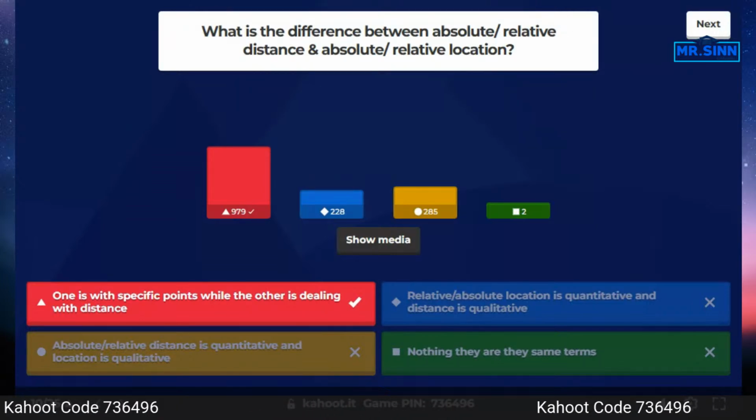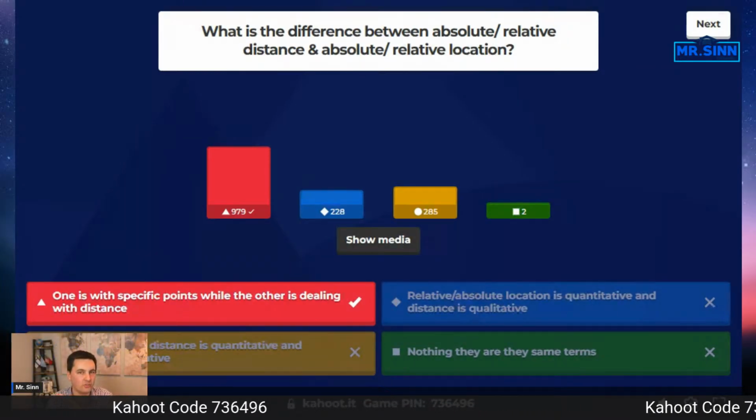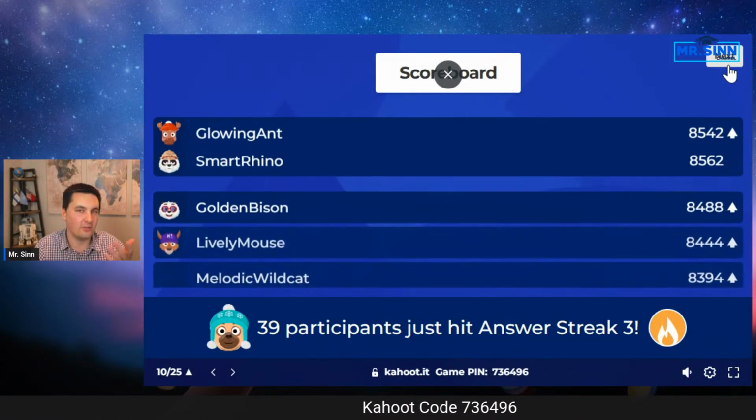Cool. Majority of people are getting this one. So what's the difference between these? Yep, this is just looking at vocab. Kahoot sometimes is a little limited, so I have to do some weird wording. I can only get so many characters in for the actual questions and the answers there.